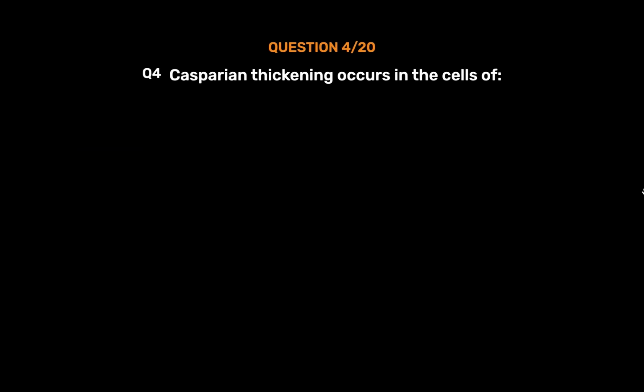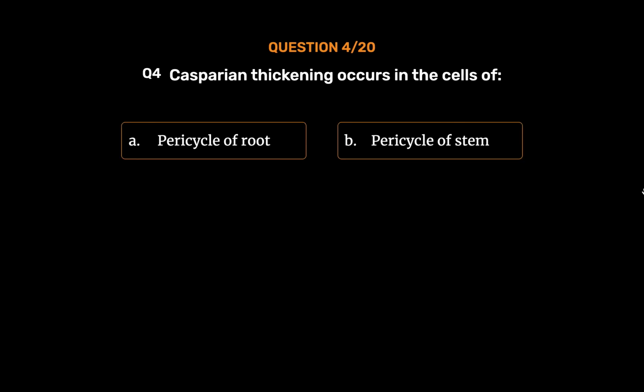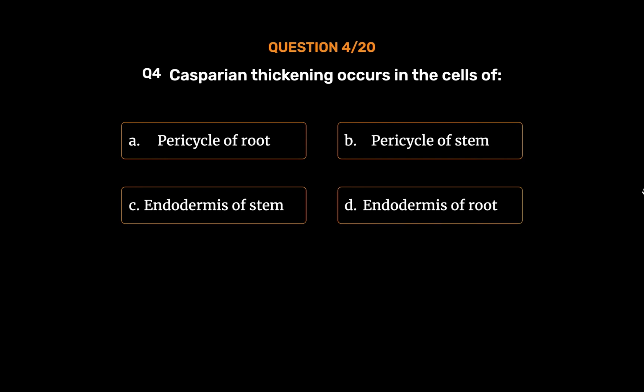Question number 4. Casparian thickening occurs in the cells of Option A. Pericycle of root. Option B. Pericycle of stem. Option C. Endodermis of stem. Option D. Endodermis of root. The correct answer is Option D.